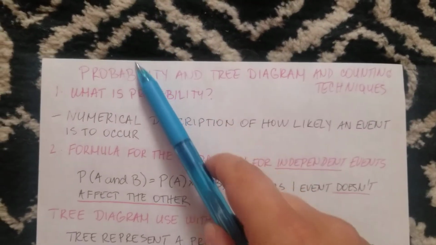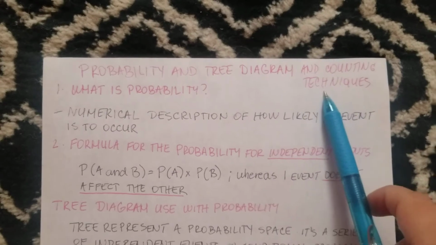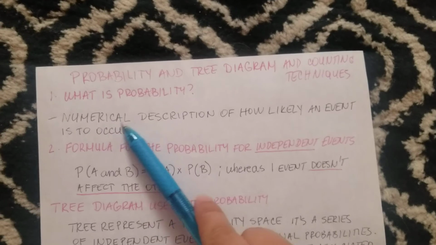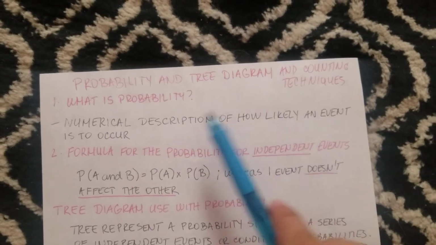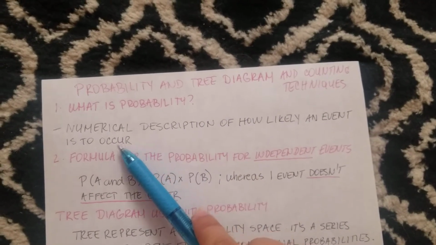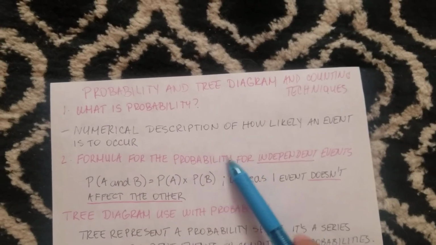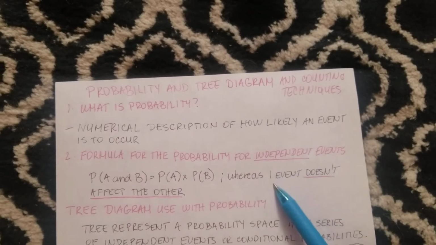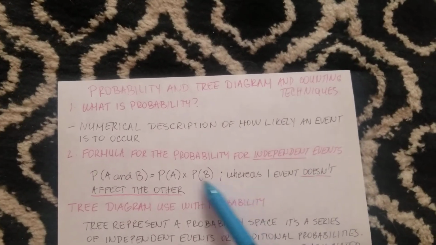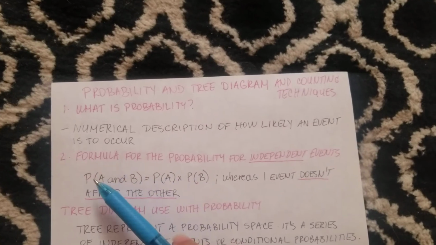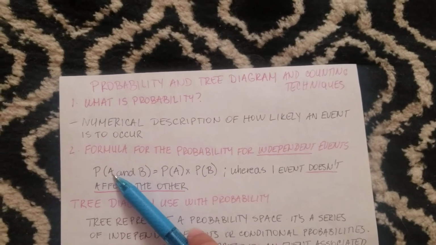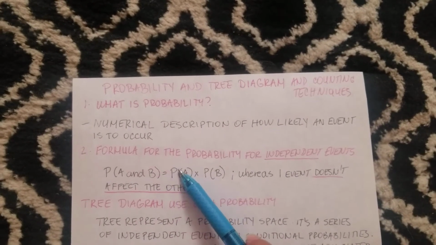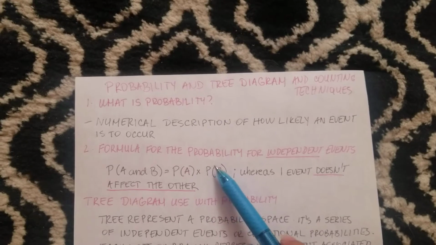The topic is probability, tree diagrams, and counting techniques. So let's see what probability is. It's a numerical description of how likely an event is to occur. The formula for the probability of independent events, which means that one event doesn't affect the other, is: the probability of A and B equals the probability of A times the probability of B.